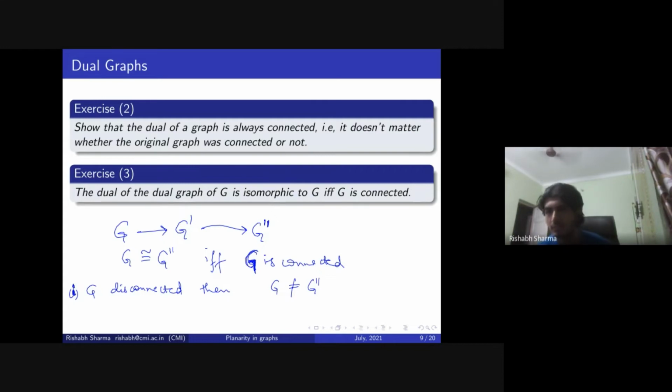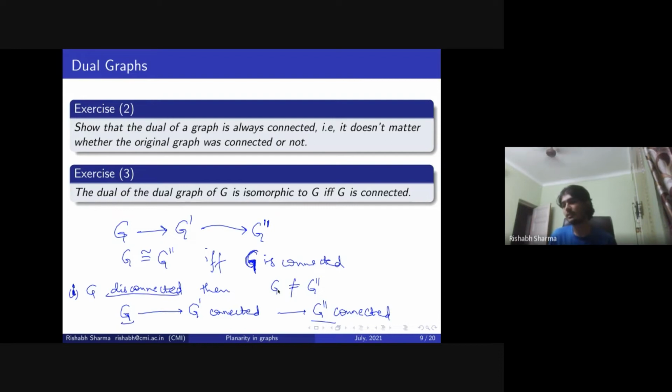G double dash is necessarily connected. Yes, that is true. Because G is just any graph, I'm assuming that G is disconnected. If I take the dual, the dual G dash is necessarily connected because of exercise number 2. If G dash is connected, then G double dash is also connected because it's again a dual. So G double dash is connected and G is disconnected. So those can't be the same. Okay, does everybody get the idea?